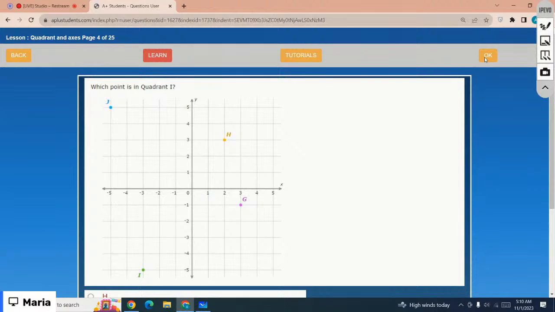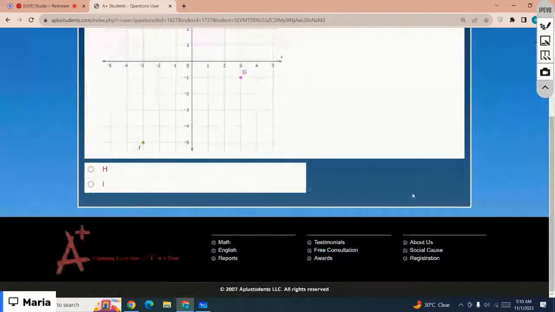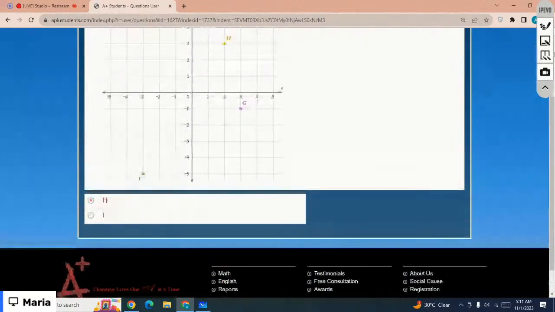Okay, the next one is which point is in quadrant 1? So, which is the correct option? So, which is the correct option in quadrant 1? You have the H point. So, the correct option is very good. That is H. Very good.